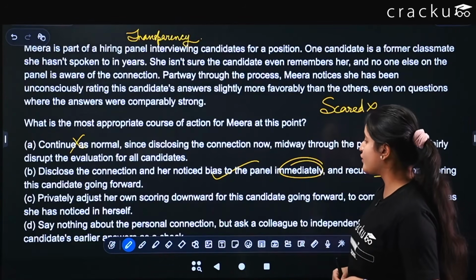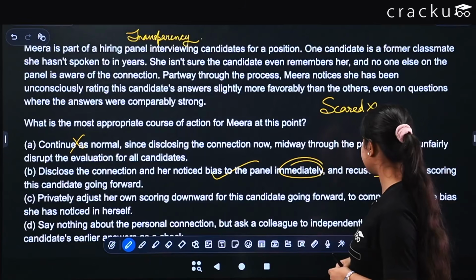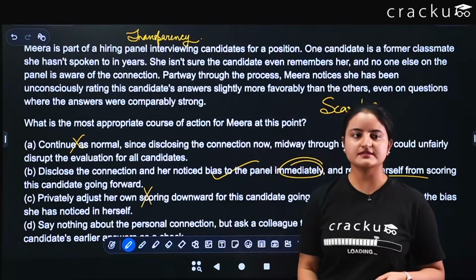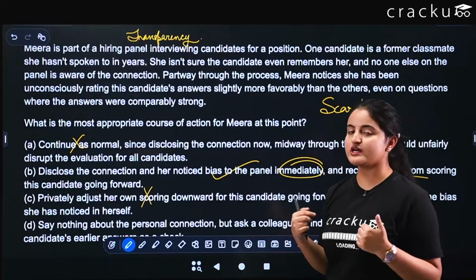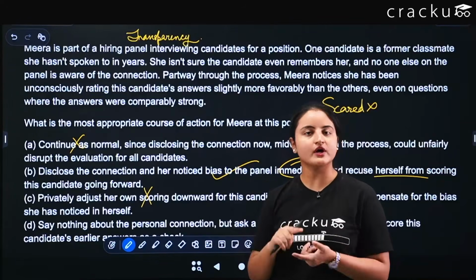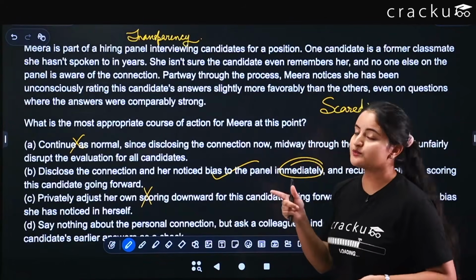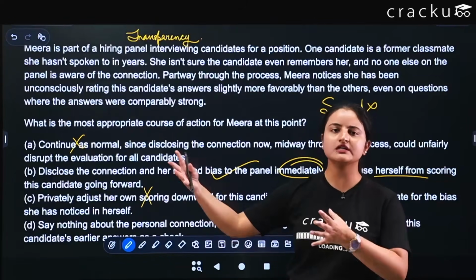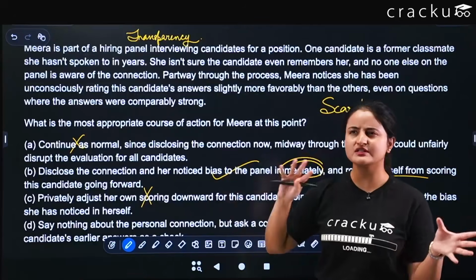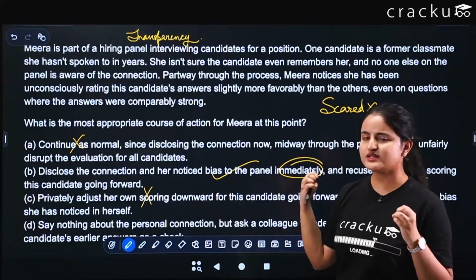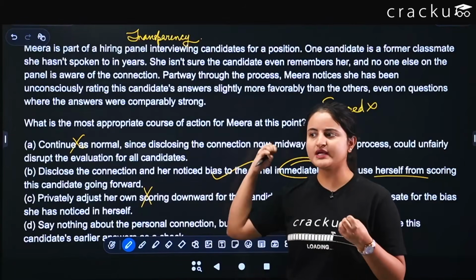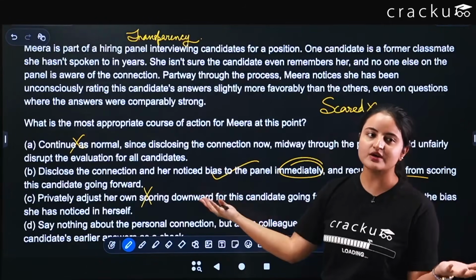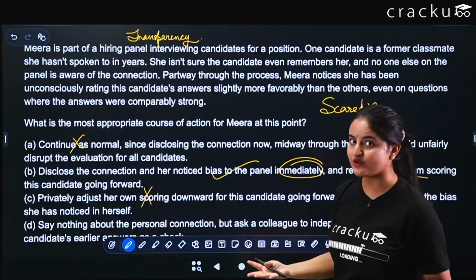Privately adjust her own scoring downward for this candidate going forward to compensate for the bias she has noticed herself. Wrong. This is being non-transparent. You are trying to do something on your level. You are not even disclosing information. Another point is consequences. Later, what if it's discovered that she knew him or this person remembers her or anything might happen, okay? So there might be consequences. There might be questions on his selection. So you cannot just assume that there won't be any consequences.